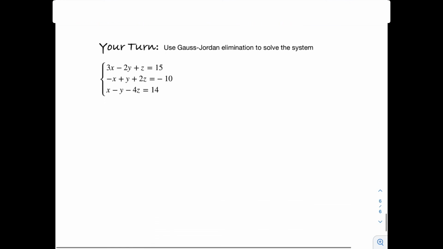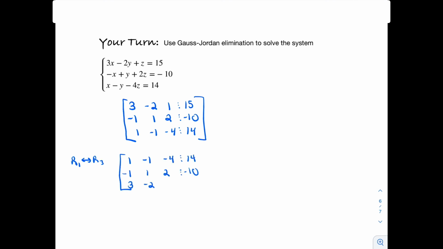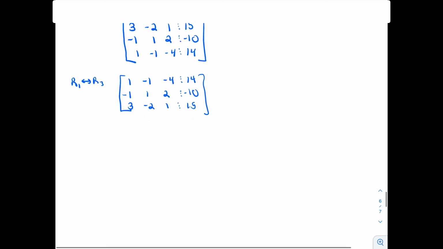Okay, we're going to solve this next system by using the Gauss-Jordan elimination method as well. So we're going to find our augmented matrix. Now we need a leading one in our first entry of our first row. I can easily get that by interchanging my row 1 and row 3. My next step is to get all zeros in the rest of that first column underneath that leading one, so please do that.